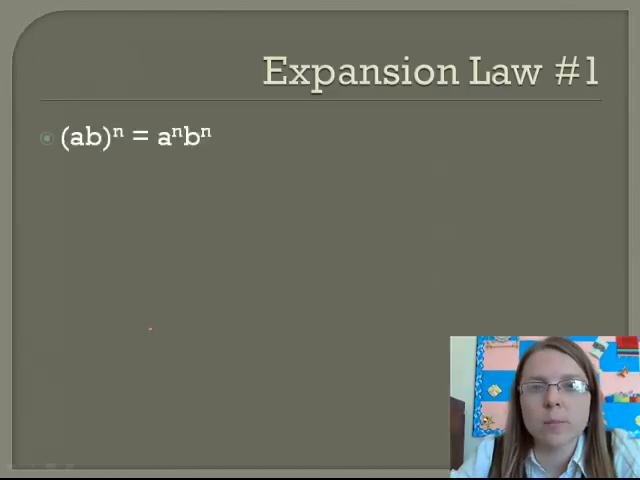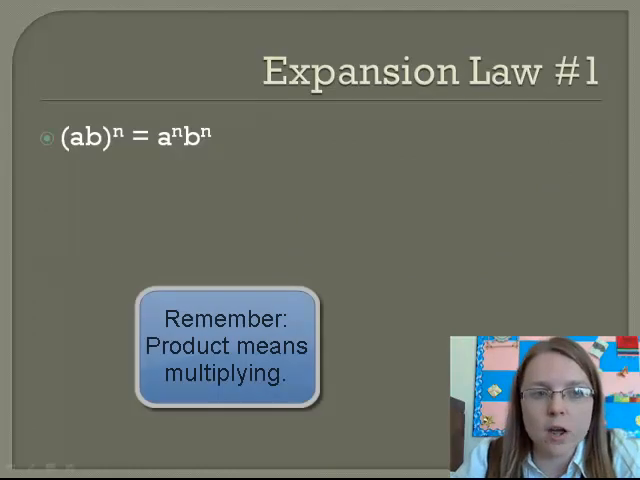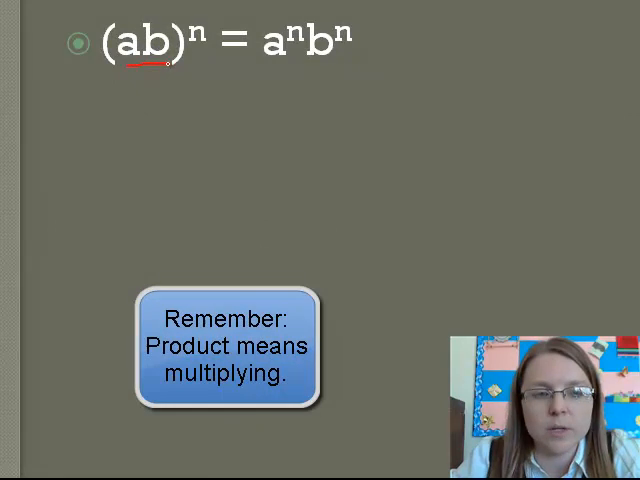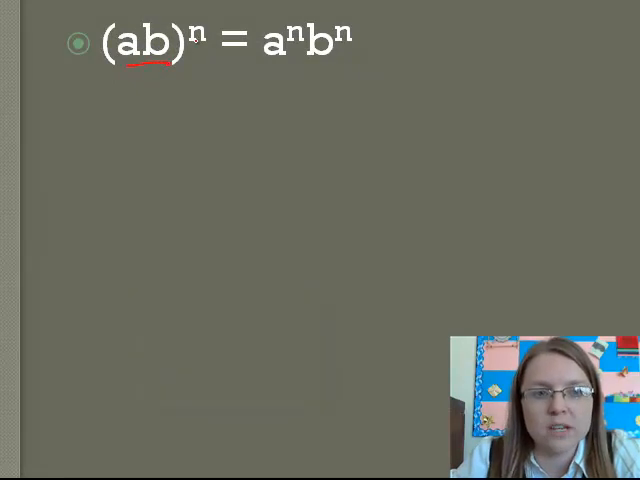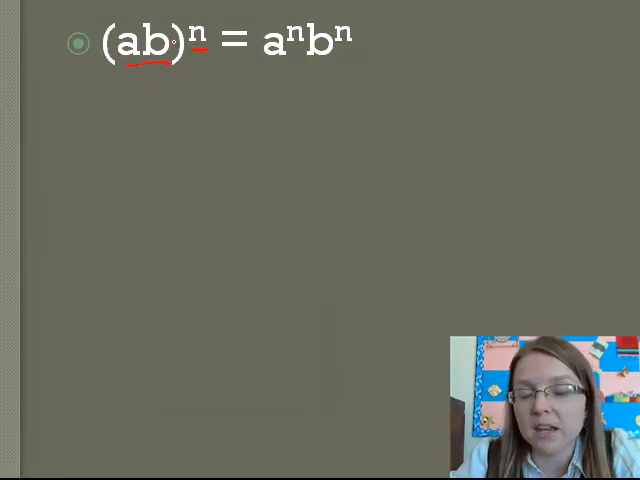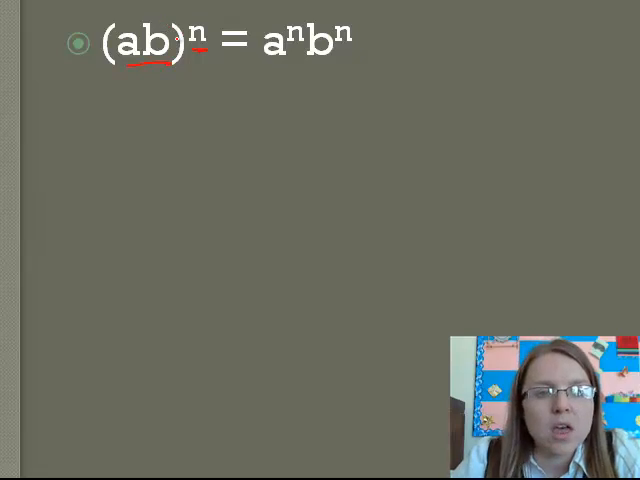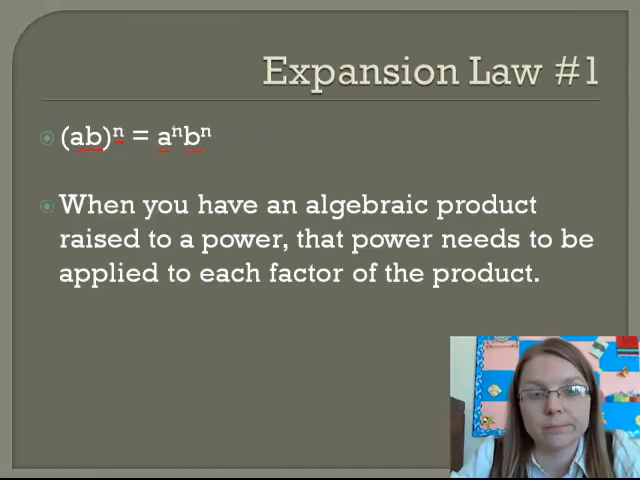First law has to do with products. When you have a product, in this case we have AB, so our product is A times B, and it is raised to a power, and here we've just put n, which can represent any number, you need to take that power, that exponent, and apply it to each of the factors that make up that original product. So here you see that A is raised to the power of n, and B is also raised to the power of n. Each of the factors has to be raised to the same power.